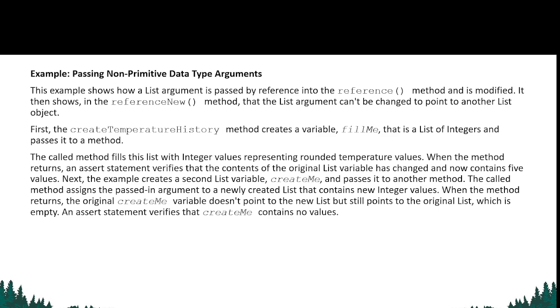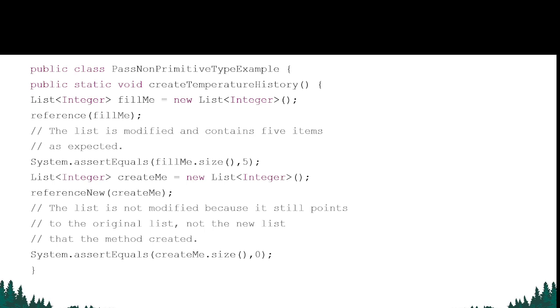Now the second example takes a second list variable called create me, and then we pass it to another method. The called method assigns the passed-in argument to a newly created list that contains new integer values. Now when the method returns, the original create me variable doesn't point to the new list, but it will point to the original list that is already there, which is empty. The assert statement verifies that create me does not contain any value.